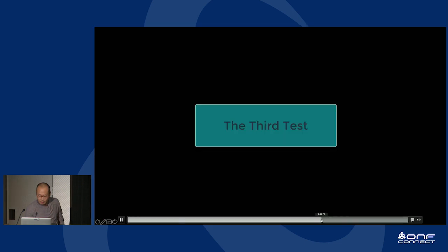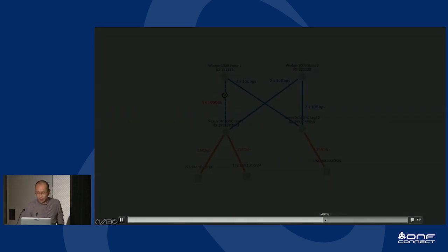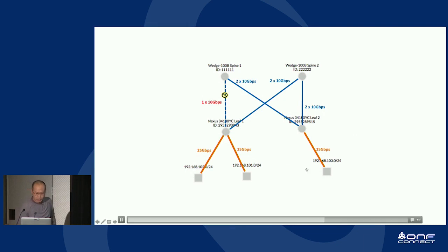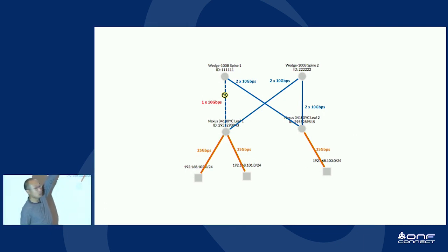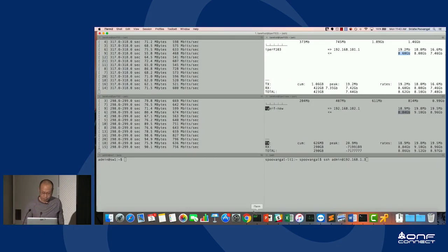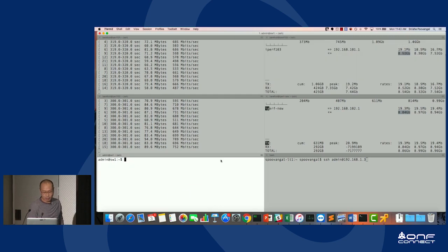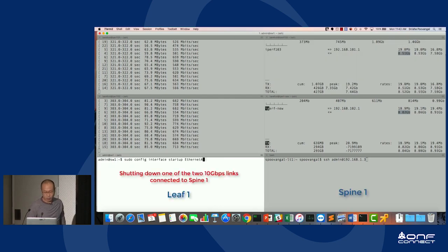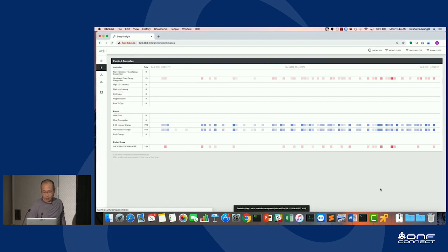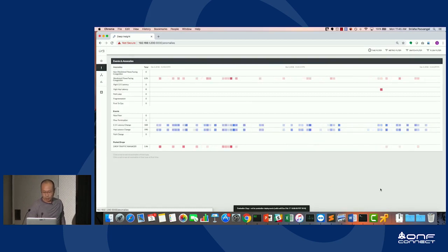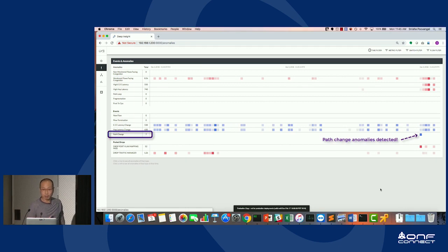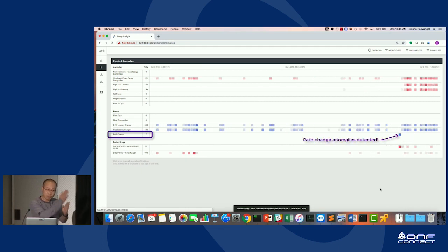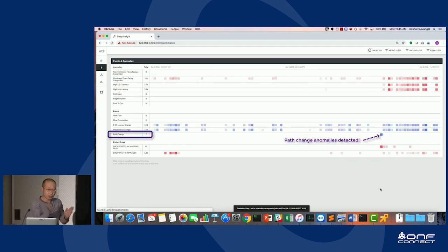So to confirm that even further, I ran the final test. Here I actually killed one of the links. I used to have 2 10Gs. Now I have only 1 10G. Okay, let's see what happens. So I'm killing that link on LEAP1. Okay, so soon deep inside we'll discover the path change events because I killed one port. Some flows are now remapped to a new physical path.